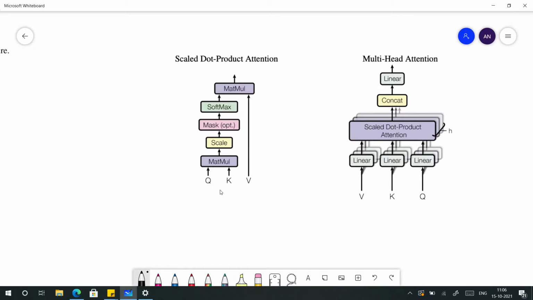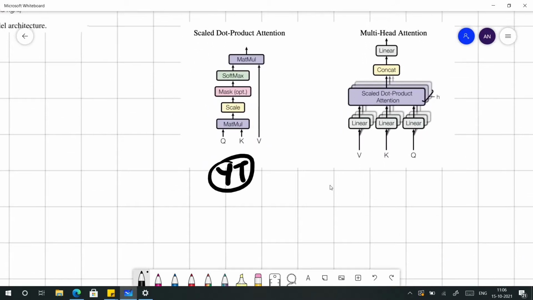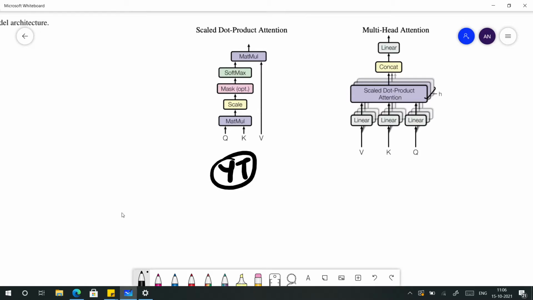So what are these query, key, and value vectors? You can think of it as a retrieval system in YouTube. In order to search for some video, what are you going to do? You're going to type some input. You're going to maybe watch some video song.